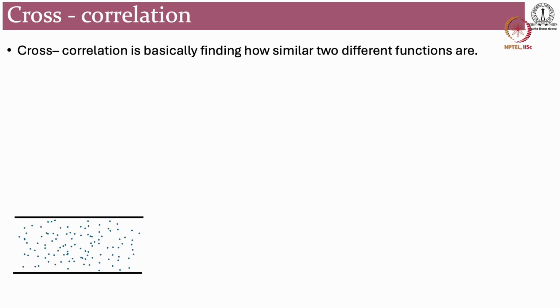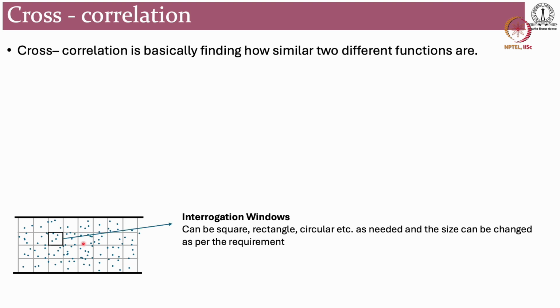So suppose we have this channel and we have these particles, the seeder particles, inside. What we do now is we divide this whole flow domain into a number of windows, and these are known as the interrogation windows. These interrogation windows can be of any shape, like this. It can be square, it can be rectangle, it can be circular even. And the best part is you can change the size as needed.